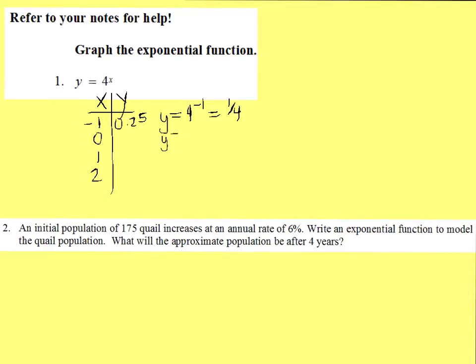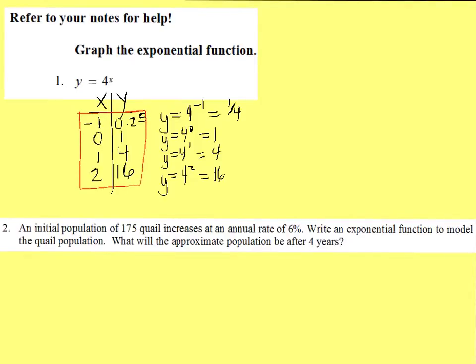Plugging in 0, y equals 4 to the power of 0. Well, anything to the power of 0 is just 1. Plugging in 1, 4 to the first power. Anything to the first power is itself, so I get 4. And plugging in 2, y equals 4 squared. That means 4 times 4, which is 16. So these are the values that I'm going to plot in a graph. These are my 4 ordered pairs.